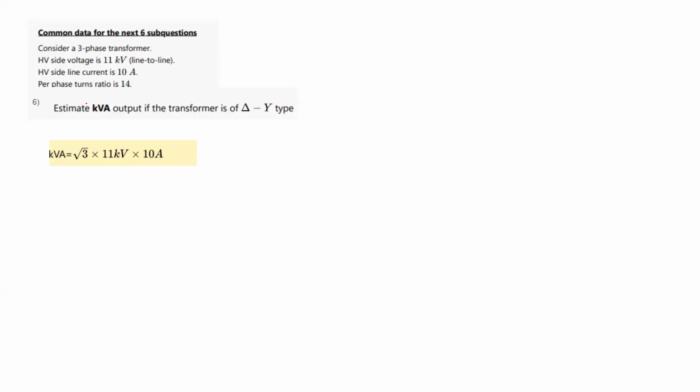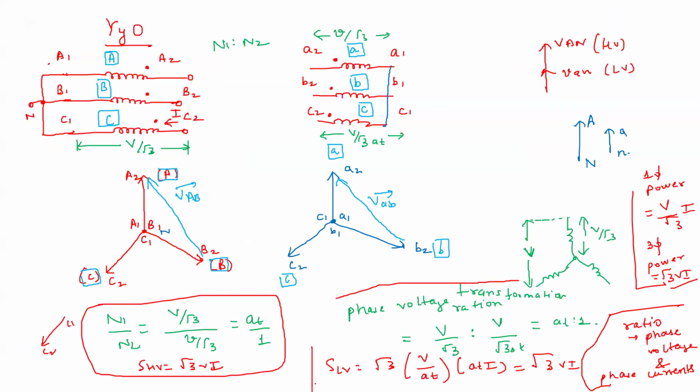In the next part, again, we have to calculate the KVA output. Whether it is delta star or star delta, the KVA remains the same as long as the line to line voltage and line current remain the same. So the KVA for this part is root 3 V line to line into I line, which is root 3 into 11 kV into 10. You can calculate it from the HV side or LV side and it will be the same. We have seen this in the very first slide: S LV is the same as S HV.